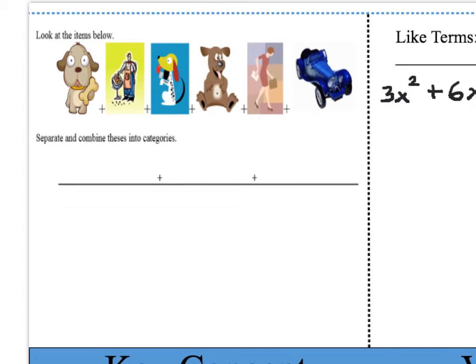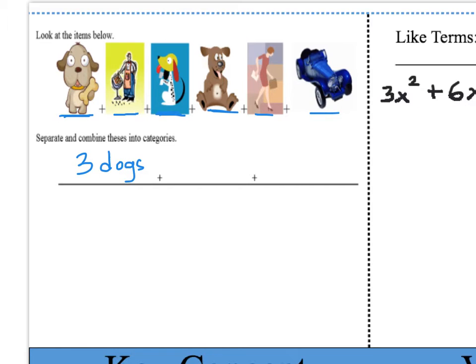It says look at the images below. We've got an image of a dog, a person barbecuing, another dog, a lady, and a car. They want us to separate and combine these into categories. The first thing I notice is I have dog, dog, dog. Well, I have 3 dogs. All I did was combine the items that were like. So all the dogs are alike, and I have 3 dogs total.